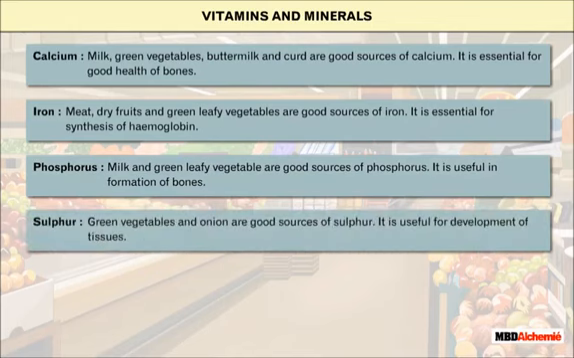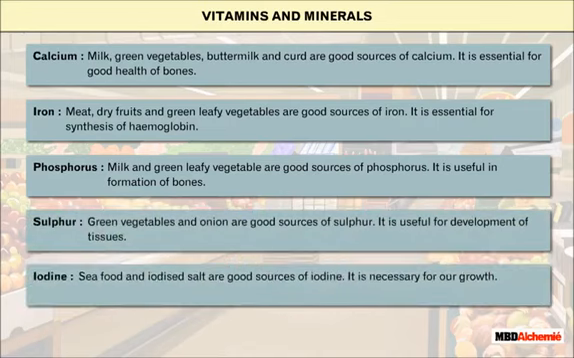Green vegetables and onion are good sources of sulfur. It is useful for development of tissues. Seafood and iodized salt are good sources of iodine. It is necessary for our growth.